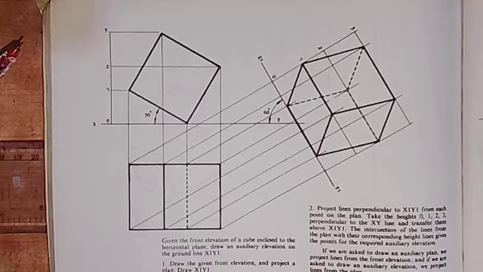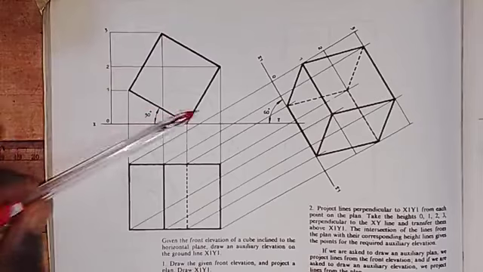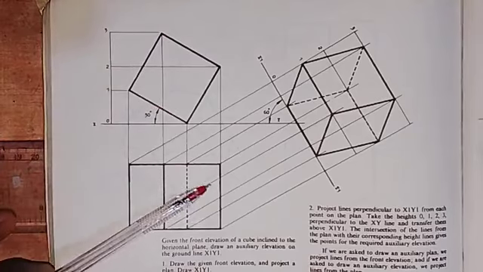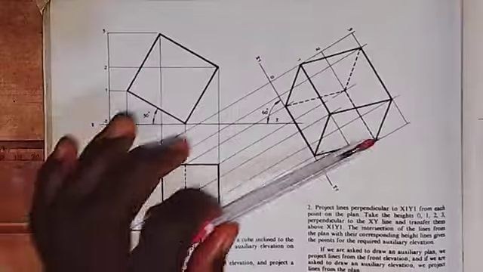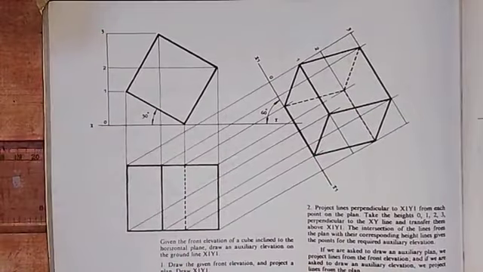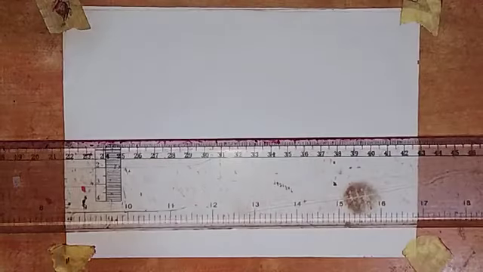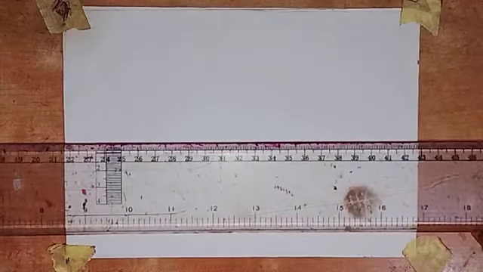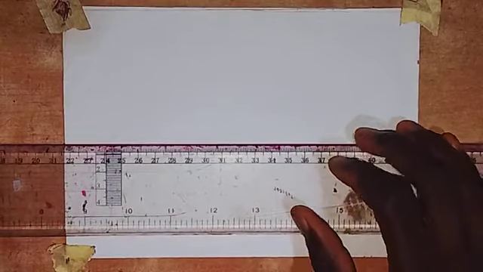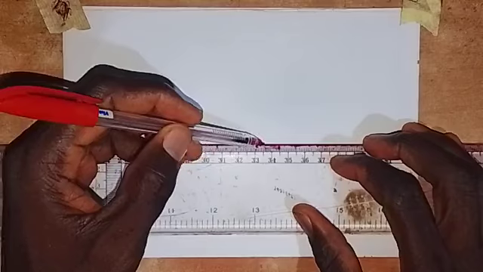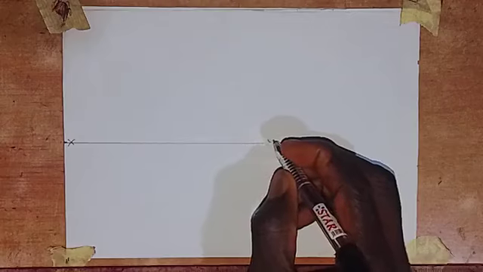So let's see how this construction can be done. We just have to draw this first, and then we'll be able to bring out the plan, and then produce the auxiliary elevation as we see it here. So let's start. First we draw a horizontal line, which is going to be the xy line. That line doesn't have a particular length. I'll just put y here.